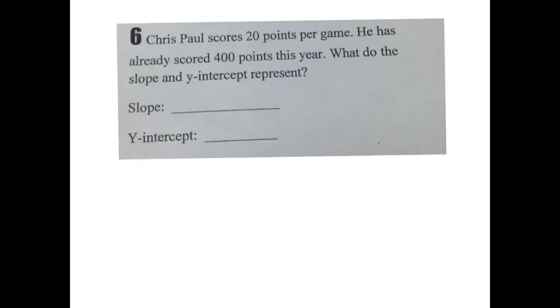Chris Paul scores 20 points per game. So that's an important piece of information, 20 points per game. And even more important, this word right here is important. He has already scored 400 points, so we're already starting with 400 points this year. What do the slope and y-intercept mean? Okay, so let's go ahead and write our equation.